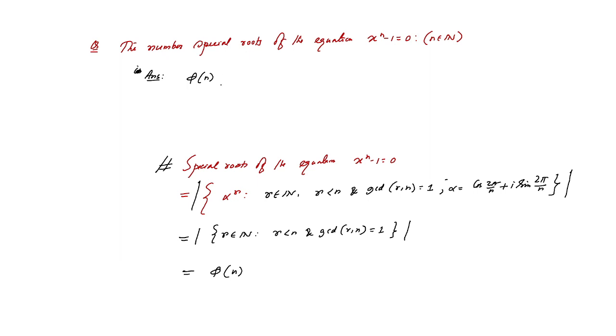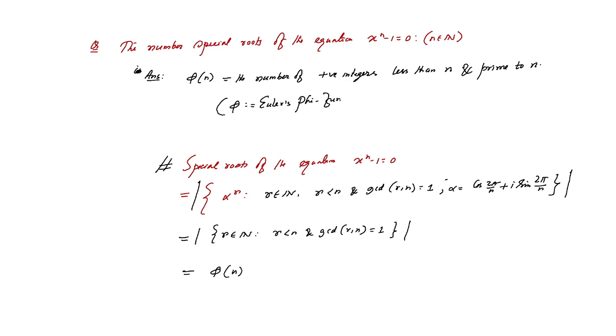So what is phi n? Phi n is basically the number of positive integers less than n and prime to n. So what is phi? Phi is basically the Euler phi function. This is the Euler phi function.